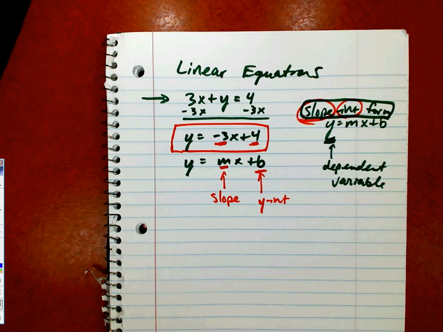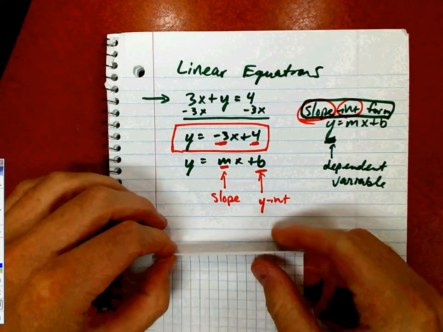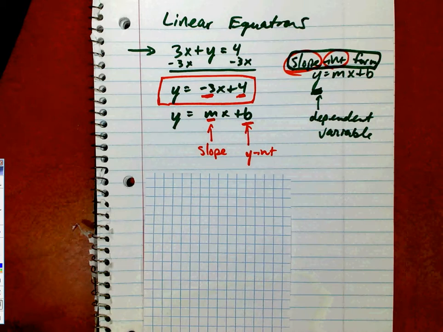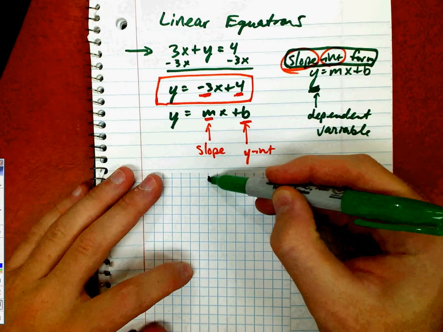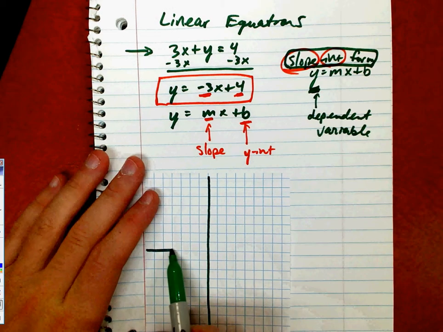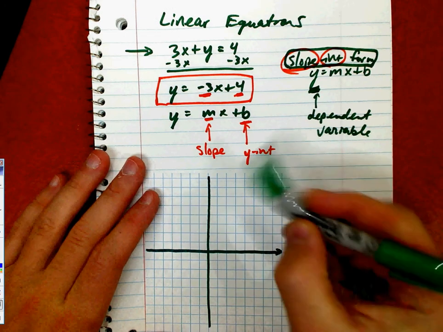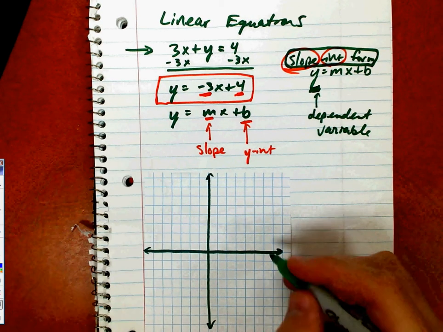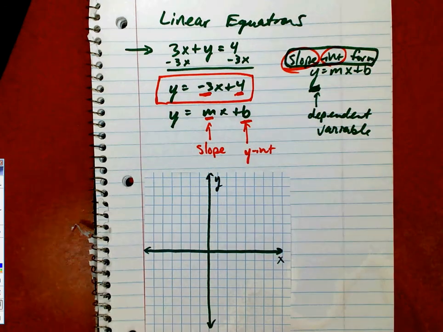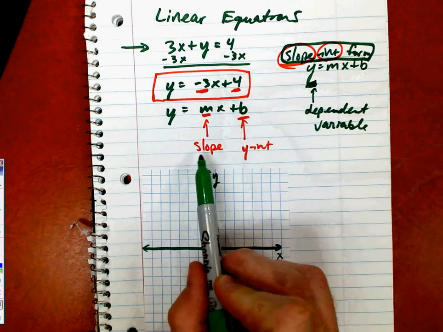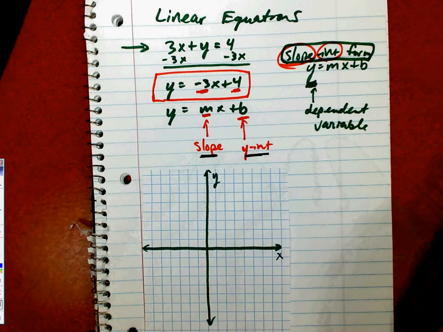So if I'm looking at the graph of this linear equation, y equals negative 3x plus 4, let's take out our handy graph paper, and let's give it a y-axis and an x-axis. Sure, we can graph this like we did in the last section by finding the x and y intercept, but rather we can graph this based on our slope and our y-intercept.